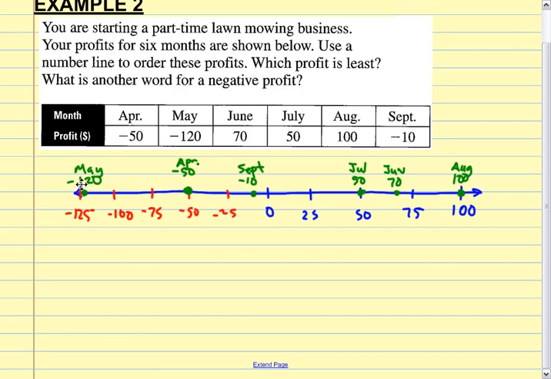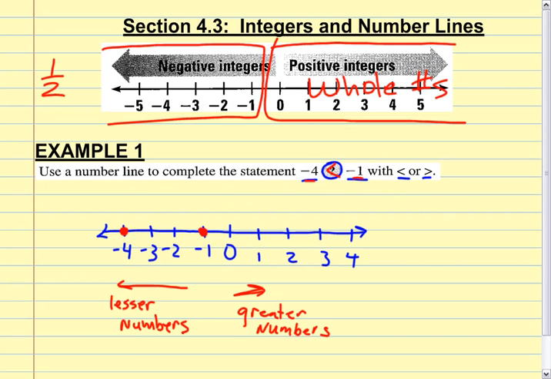It says, which profit is least? Raise your hand. Just looking at the number line, what's the least profit you made? Daniel? Negative 120, because it's the one farthest to the left. And remember, from the first example, we said the lesser numbers are to the left. Lesser numbers. Okay? Good.